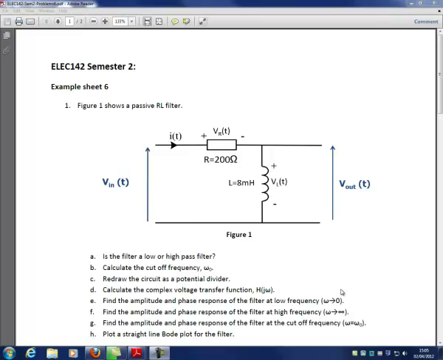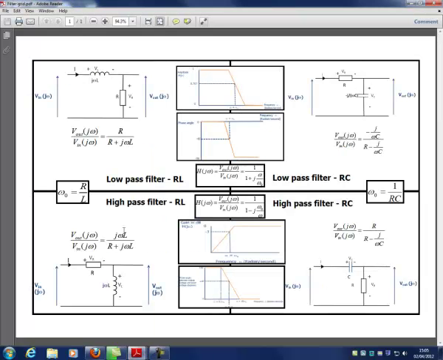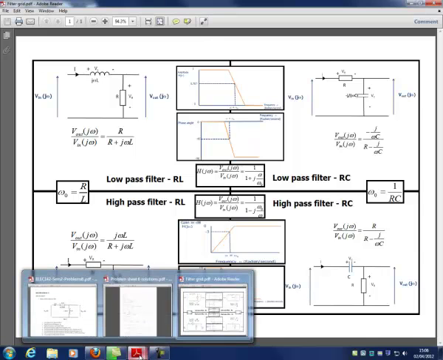So let's answer the first part of this question. Is it a low pass or a high pass filter? Well, what I've done is I've used my handy filter grid that you were handed out in a lecture, and there's also a copy of this on Vital in the lecture notes section if you don't have a copy. So we're going to use this just to help make our life easier. So let's see what configuration our filter is.